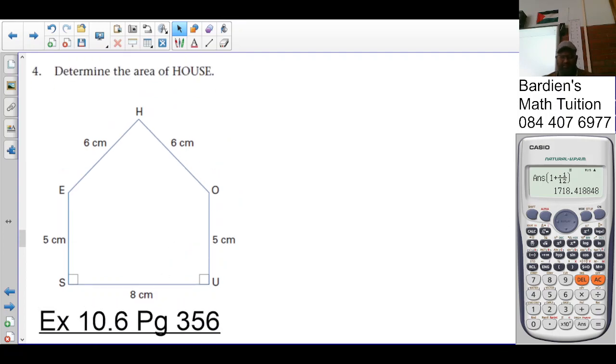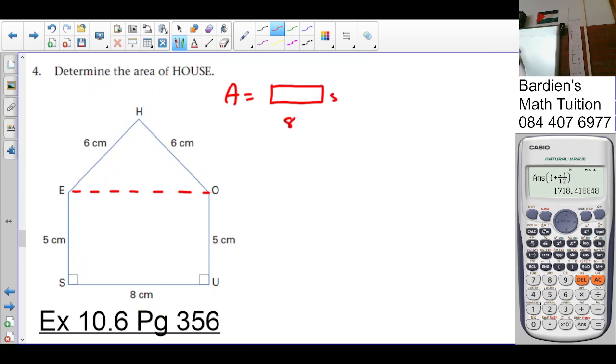Exercise 10.6, number 4. We are told to determine the area of house, H-O-U-S-E. In other words, I need to break this up into basic shapes. So I will construct the line E-O. With that, the area would be a rectangle measuring 8 by 5 and a triangle. The triangle has sides 6, 6 and H there, which is unknown.